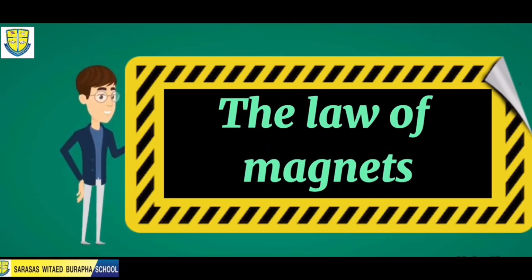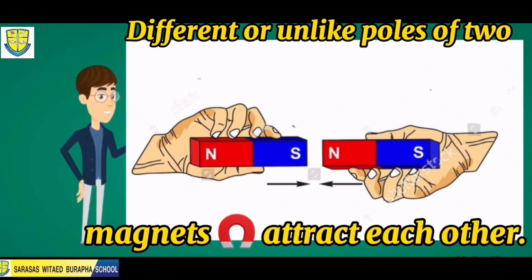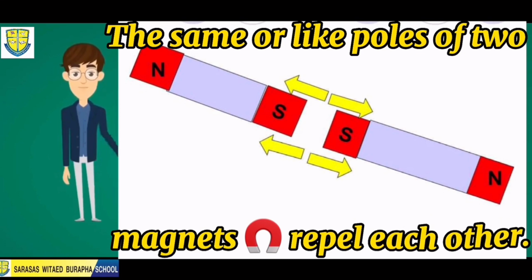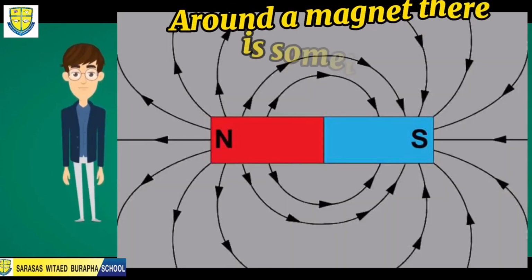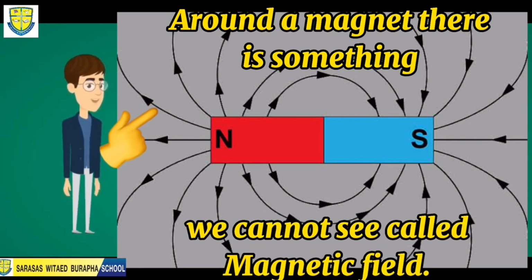Now, let's discuss the law of magnets. Different or unlike poles of two magnets attract each other, while the same or like poles of two magnets repel each other. Why do magnets attract some things? Around a magnet, there is something we cannot see, called a magnetic field.